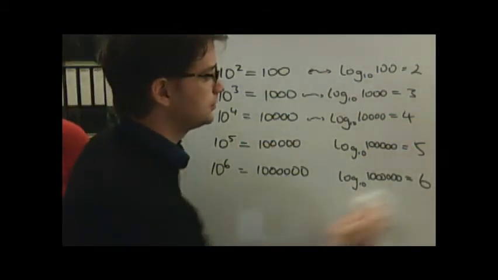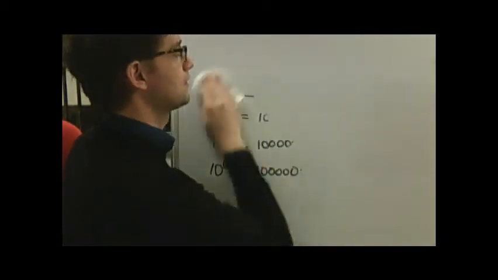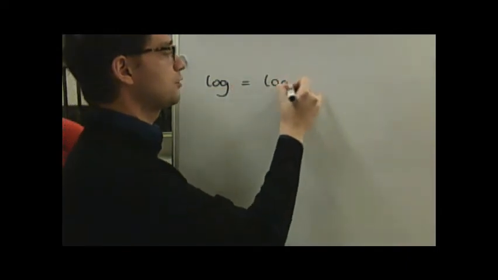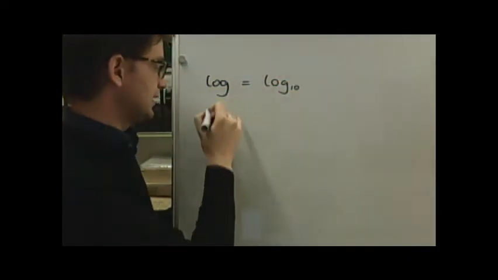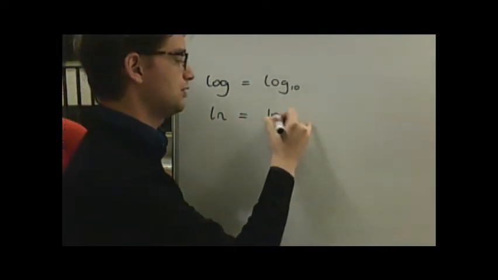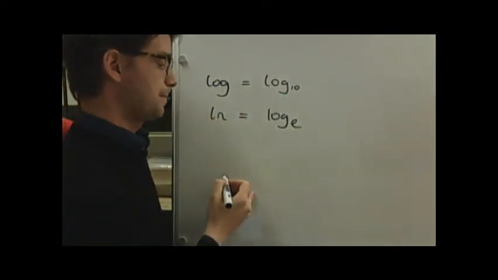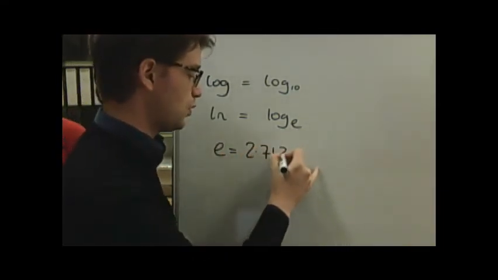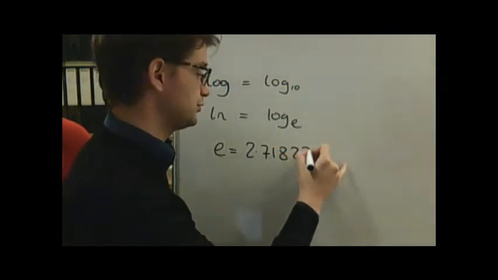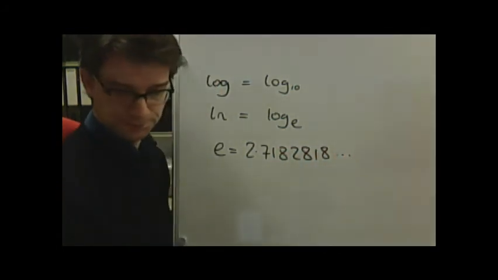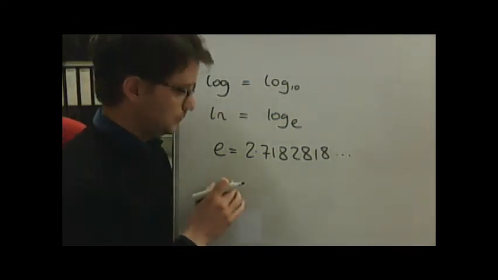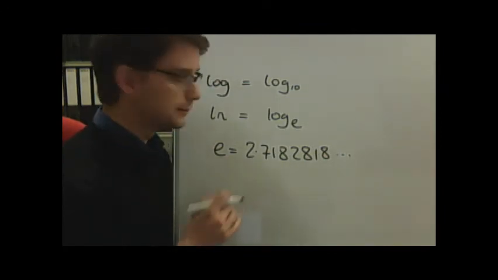We have two very common log bases. The two most common log bases are log, which we use to represent log to the base 10, and ln, which is log to the base e. And e is Euler's magic number, which is 2.718. I can never remember it in the right order. 2818 and so on. Euler's number is a magic number. You should look it up, Google it. It's a really interesting number.